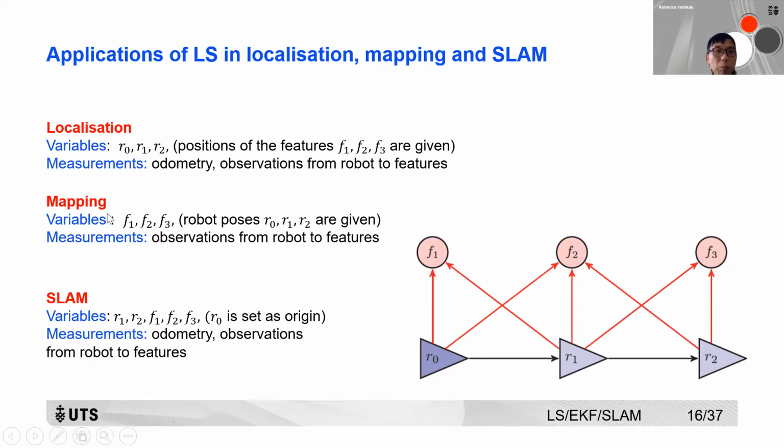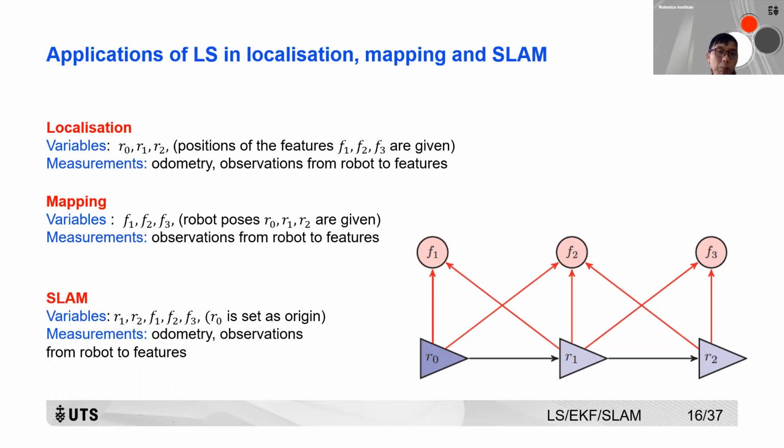For the mapping problem, suppose we know the robot position at all times, so R0, R1, R2 are all given. Then the variables will be F1, F2, and F3, the positions of the features. The measurements will be, again, the observations from robot to the features. But in this case, we want to estimate the features. That's the mapping problem.